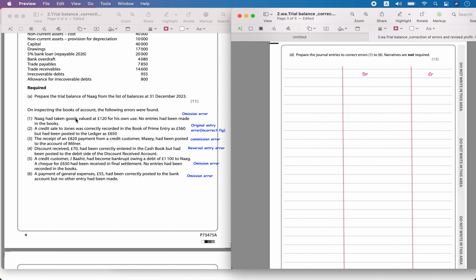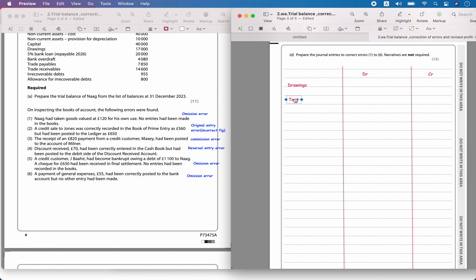So the Naag had taken goods valued at 120 pounds for his own use. Okay, no entries had been made in the books. This is an omission error. Naag, this is drawings. Okay, drawings of goods. So what are the two types of accounts? Let's first identify the two types of account. The drawings account, okay, in which it will go, valued at 120 for his own use.